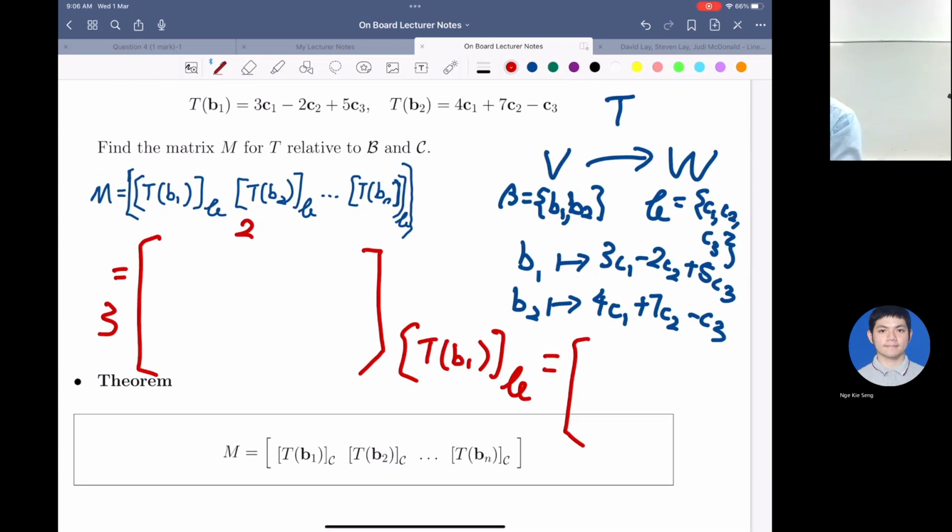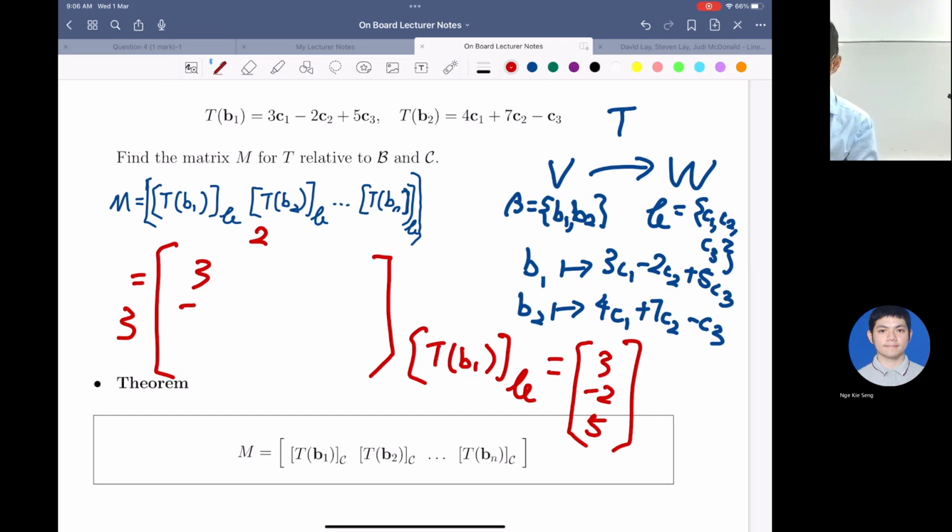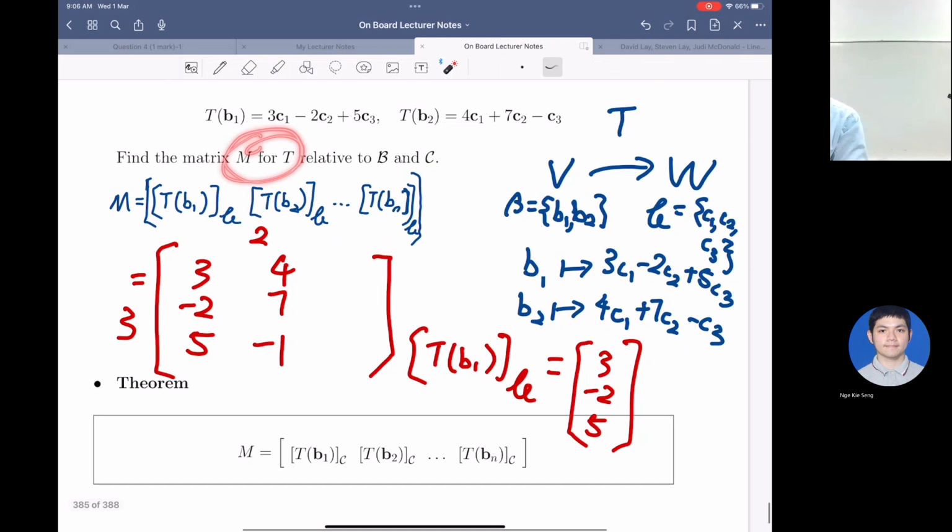TB1 with respect to C: 3, minus 2, and 5. How about TB2? So this is the matrix you want. Make sure when you want to find this matrix, get your basis out, get your transformation, apply it on the basis, and then read out the coefficient column by column.